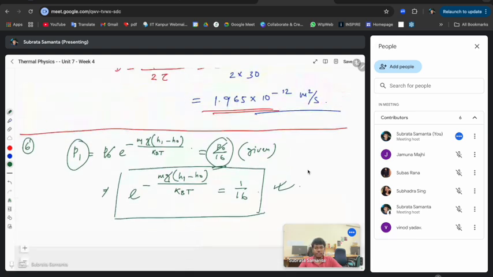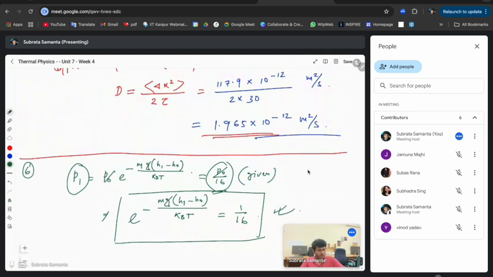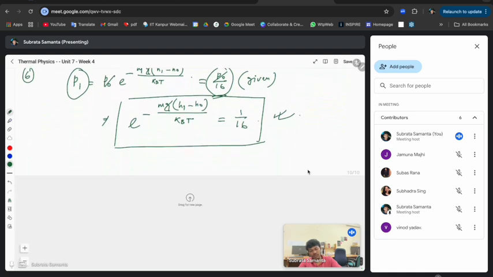So now we change the temperature, since this quantity depends on the temperature. So now we increase the temperature 4 times.